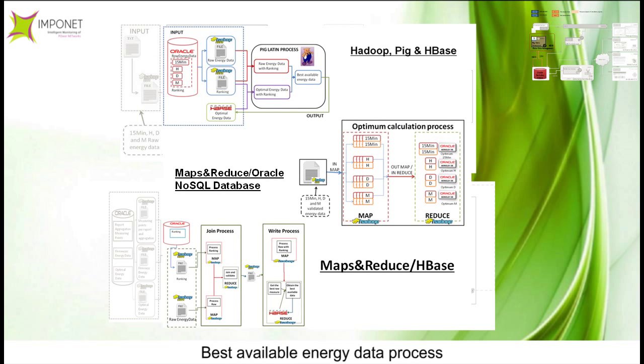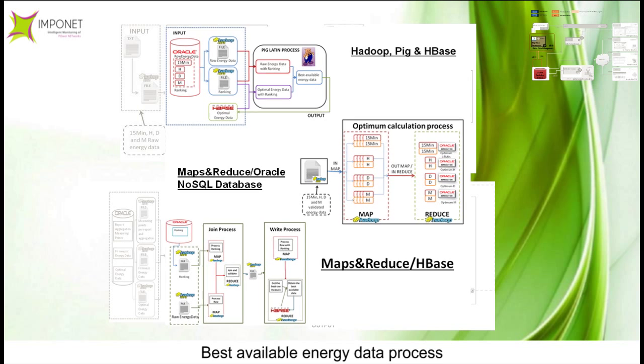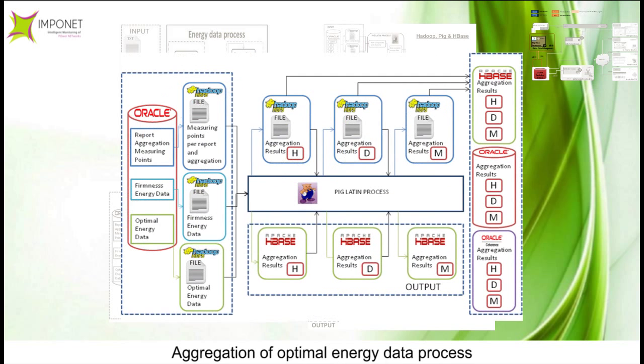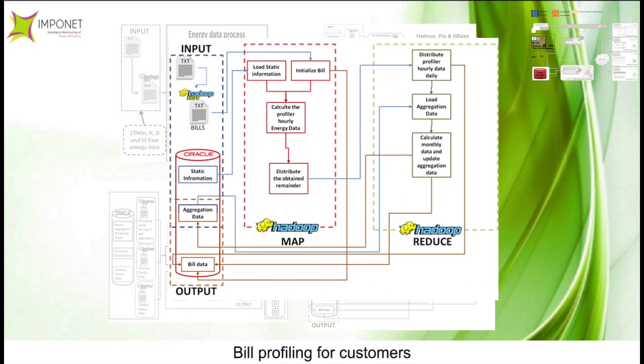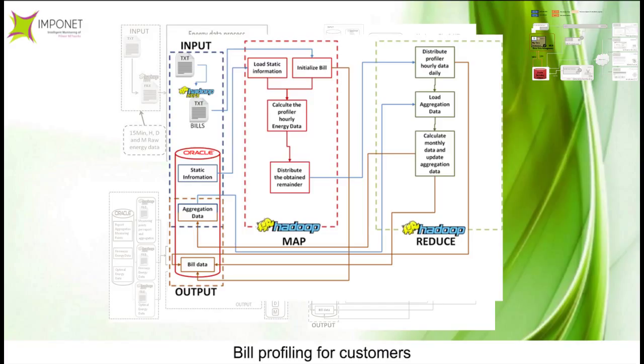Another functionality is the best available energy data for each measuring energy point. This process has been developed in different technologies in order to analyze the performance. The third functionality is the aggregation of several measuring points. Disaggregations are calculated to generate hourly, daily and monthly reports. The last MDM process developed in this project is the calculation of the hourly energy data of a customer based on its bill consumption and profile.